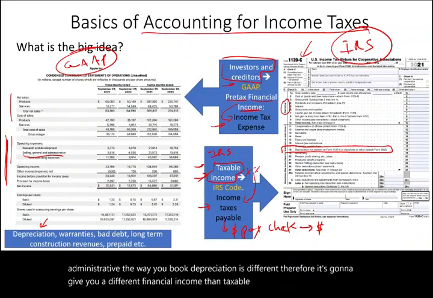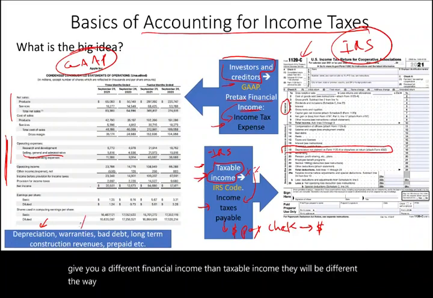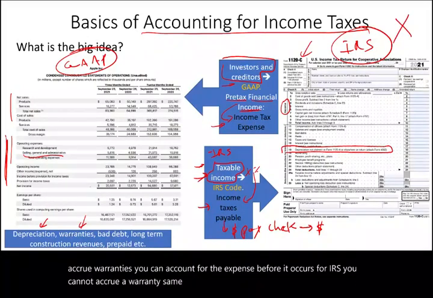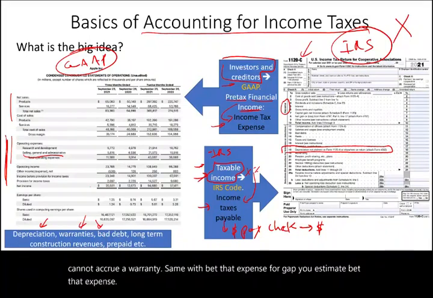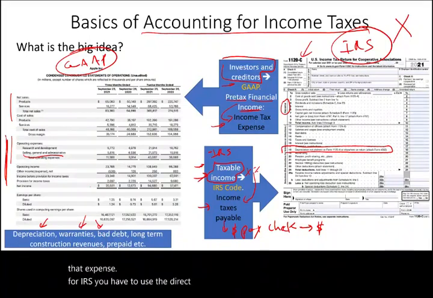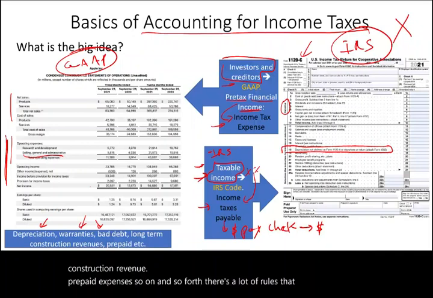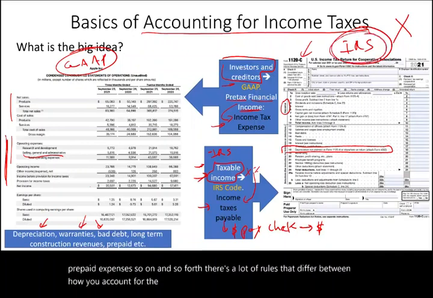They will be different. The way you account for warranties, for example: for GAAP, you can accrue warranties. You can account for the expense before it occurs. For IRS, you cannot accrue a warranty. Same with bad debt expense. For GAAP, you estimate bad debt expense. For IRS, you have to use the direct method. Two different methods. Long-term construction revenue, prepaid expenses, and so on and so forth. There are a lot of rules that differ between how you account for IRS taxable income and GAAP financial income.